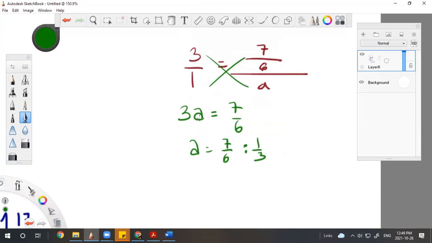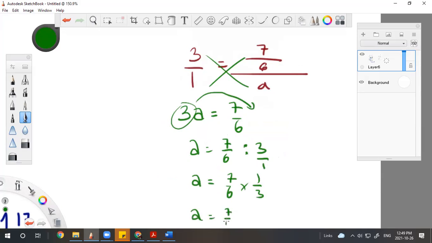See, ini kan divide ya. Oh, sorry, divide by 3. 1 over 3. Divide by 3 because 3 is moved to the right hand side. So A equals 7 over 6 times 1 over 3. Remember? Now we get the value of A, 7 over 18. That's it.